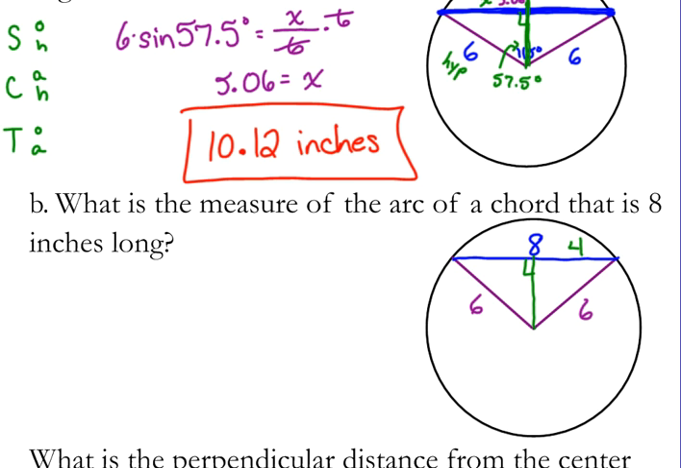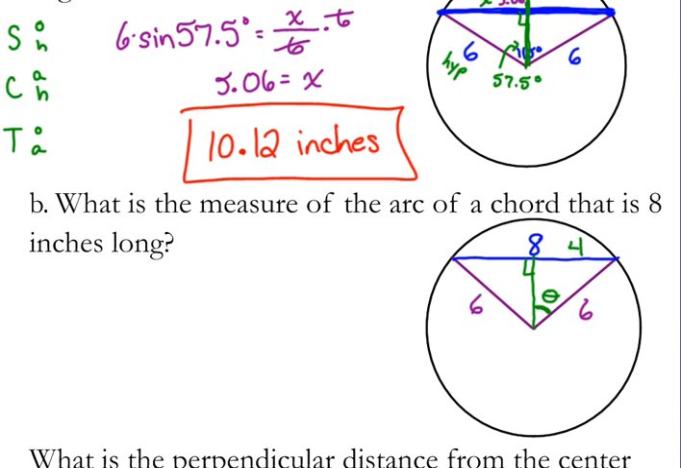So the question is, what's the measure of the arc? Well, to find the measure of the arc, we got to know the measure of this central angle. So we've got to start with this part of the angle right down here. This is what we're looking for. Let's label that with theta. Angles are labeled with thetas.